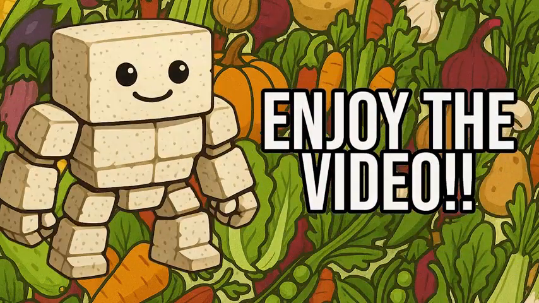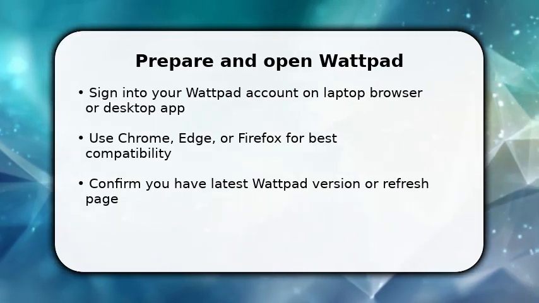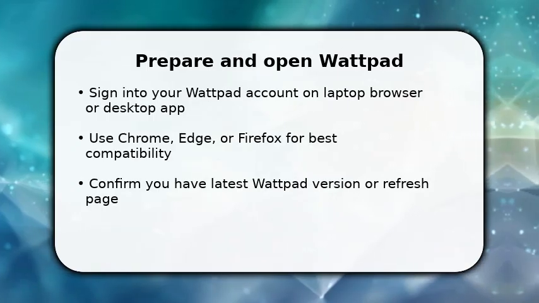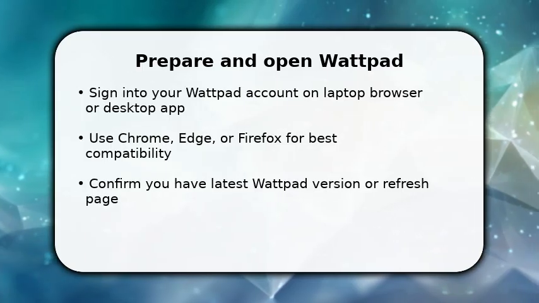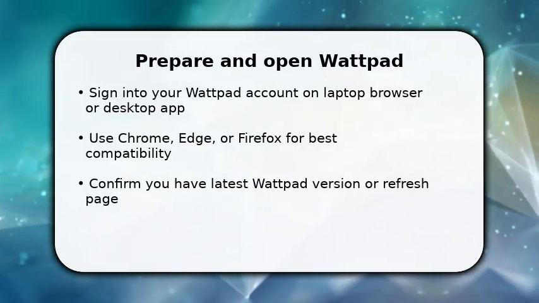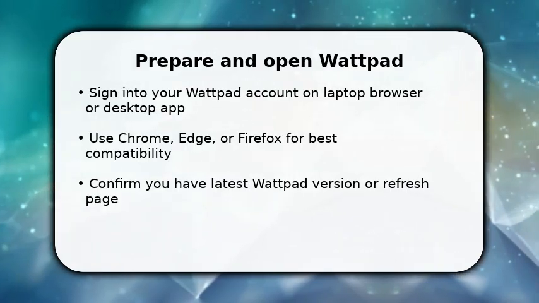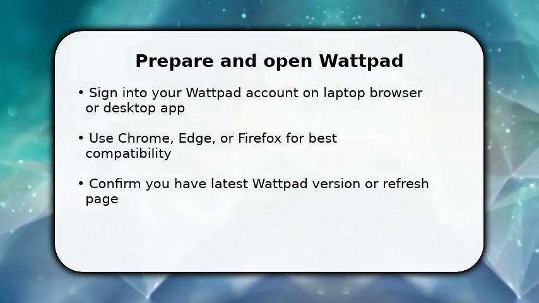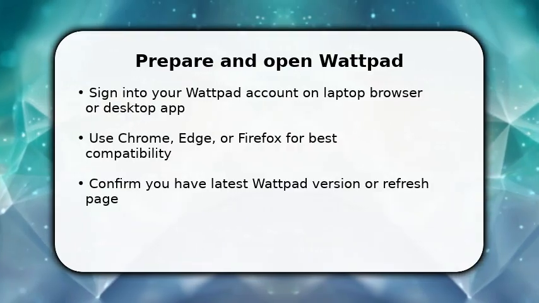Please enjoy the video. You'll start by opening Wattpad, where you read or manage stories. Sign in and use a modern browser like Chrome or Firefox so settings behave predictably. Once done, make sure the page is fully loaded. Clear cache or reload if needed. You're doing this now because the dark theme options depend on the account state and page version, so confirm you're logged in and on the main reading or profile screen before moving to the next step.